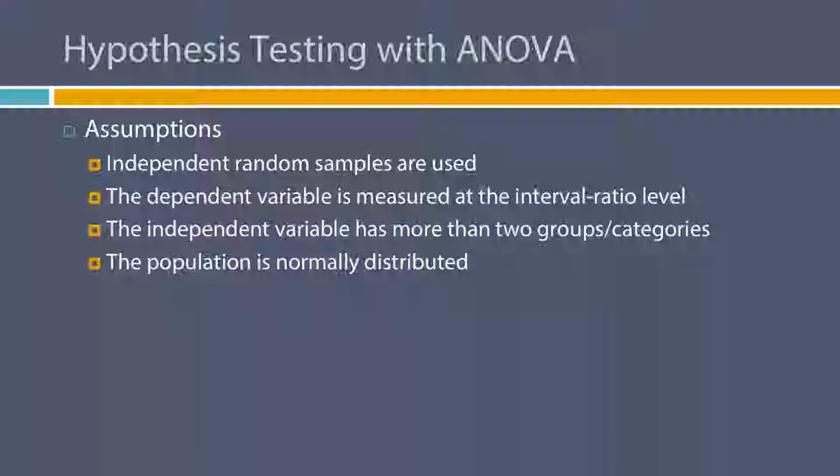It's important to highlight some of the assumptions that go along with any inferential test. The assumptions of ANOVA are that we have independent random samples, the dependent variable is interval ratio, the independent variable has more than two groups, and the population is normally distributed. The first and last points, independent random samples and a normally distributed population, are usually kind of assumed, right? But what's really important here is that the dependent variable is interval ratio and the independent variable has more than two groups.